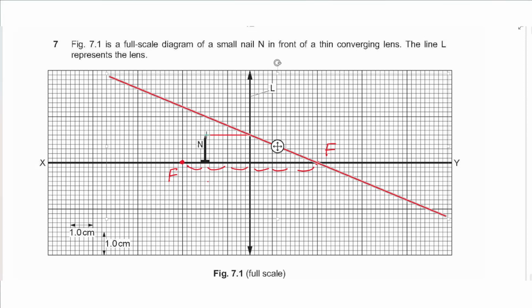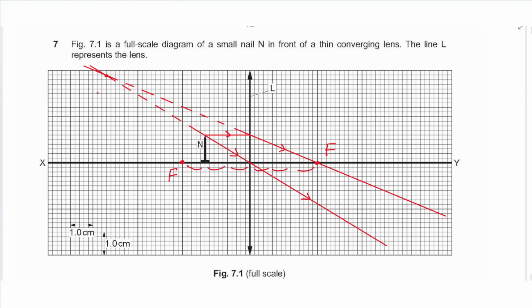The other arrow is from the top of the nail to the central point or the optical center, and we also have to extend that backwards to find the intersection point. So the intersection is approximately at this point, and we make the extensions dashed lines since these are not the actual rays of light. We just extended them to find the position of the image. Then we add arrows to the rays of light just to indicate the direction of the rays.